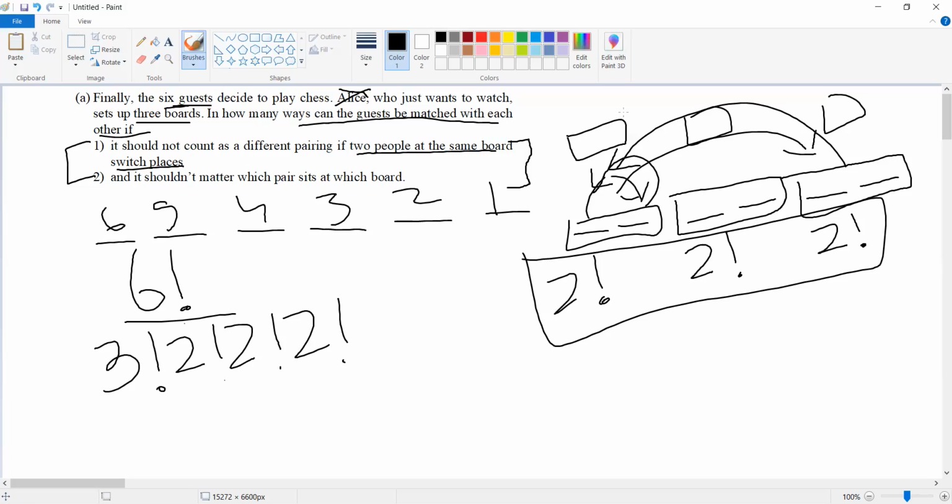I think someone had a question. Why aren't we doing 6C2? Because that would be choosing the first 2 people, only the first 2 people for one board.